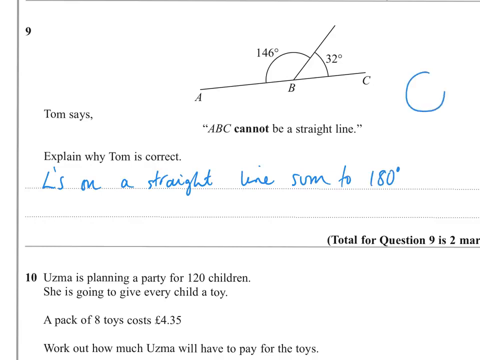Because if you look at a circle and you started from the centre and you went all the way around, then you would be turning a whole turn, which is 360. So if you went half the way around, you'd be going all the way around 180 degrees. So 180 degrees is on a straight line.